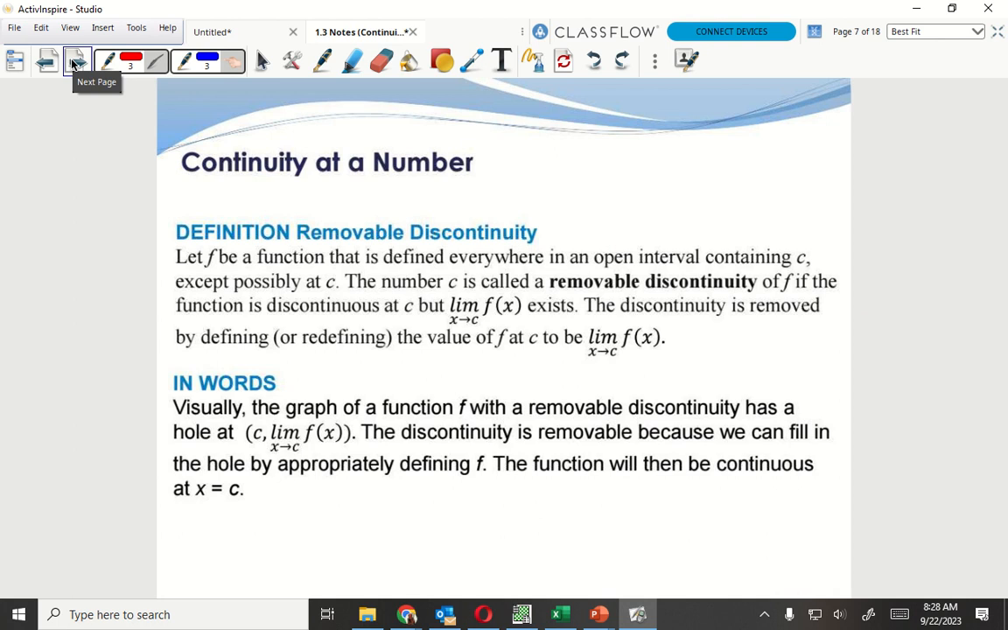All right. Let's see. Definition: removable discontinuity. Let f be a function that is defined everywhere on an open interval containing c, except possibly at c. The number c is called a removable discontinuity. That's that hole that we're talking about, by canceling them out. If the function is discontinuous at c but the limit exists, the discontinuity is removed by defining or redefining the value of f at c. Left side and right side both go to the same point, but the function does not exist there. That's what that means. We just removed it by canceling out.